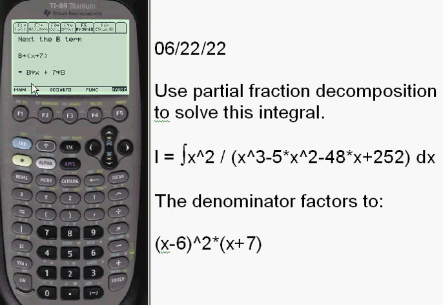The B term, Bx plus 7B. B times x, B times 7, right? Okay. And the C term, here's the square. We've got to square that again, expand it, it comes up to this, and then we times C, and come up with that.